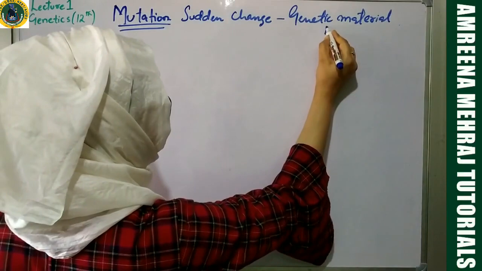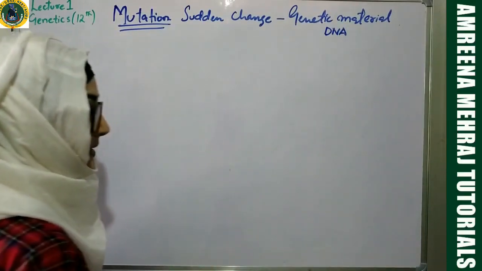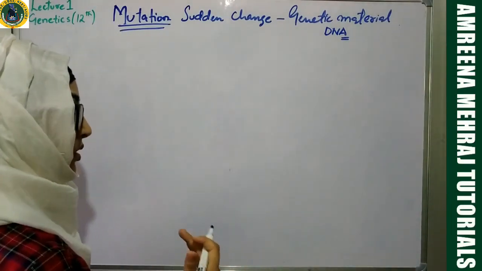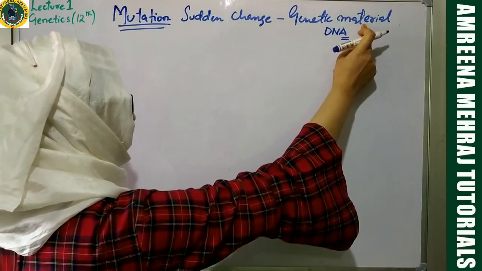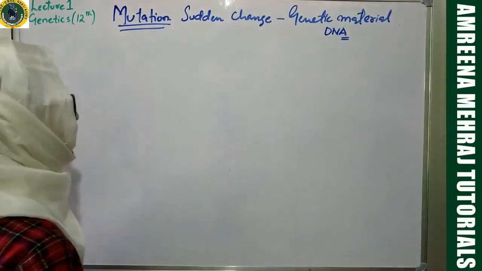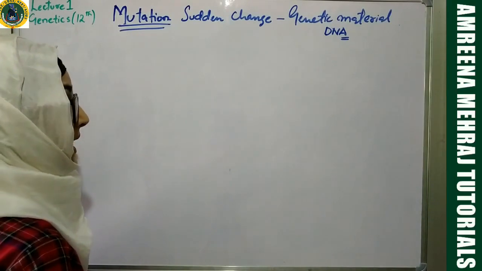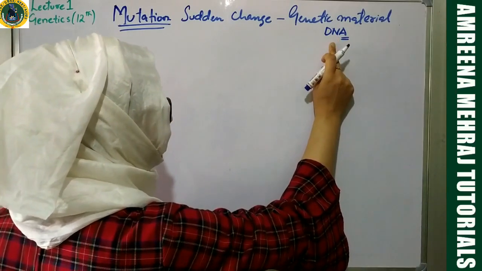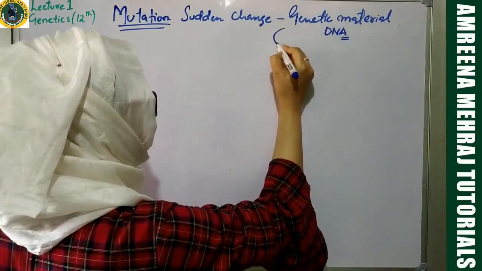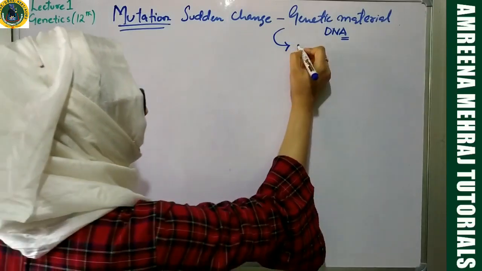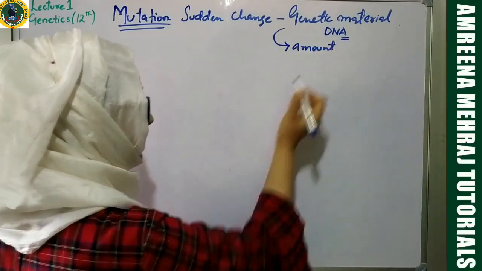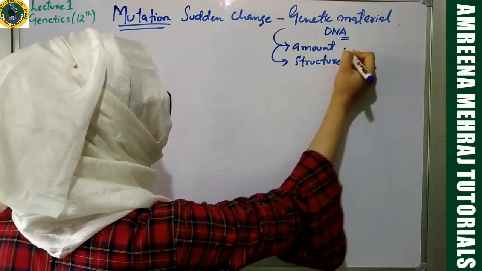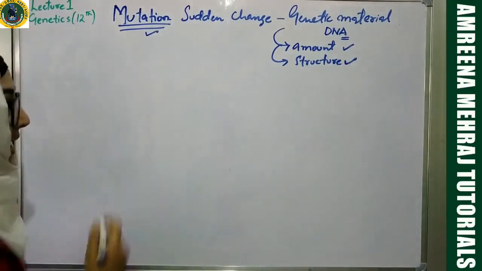Now, what is genetic material? It's the DNA. And the same DNA, you will find this in different forms in your cell. So any sort of change which happens to this DNA, that is your genetic material, that change is called mutation. Now, you know that this DNA or genetic material can undergo mutation in two versions. Either you will find its amount getting mutated, or you will find its structure getting changed. So if either of these things happens, we say that mutation has happened.